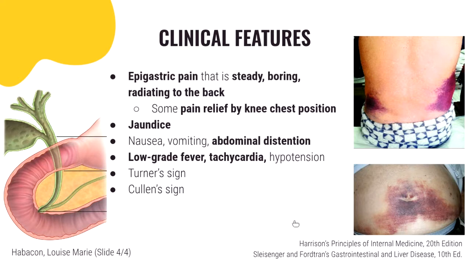Sige, proceed, Luis. So again, since there is hemorrhage in patients with acute pancreatitis, the patient may present with either the Turner sign or the Cullen sign. So the Turner sign, as you can see on your upper right side, presents with a bluish discoloration of the flanks, while the Cullen sign, on your lower right, is the bluish discoloration of the periumbilical area.